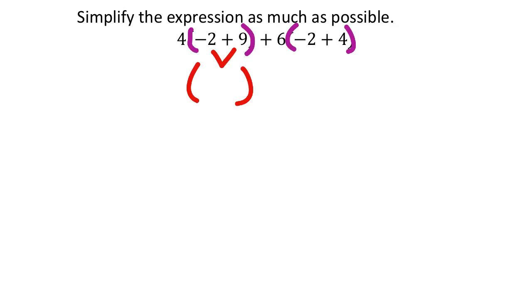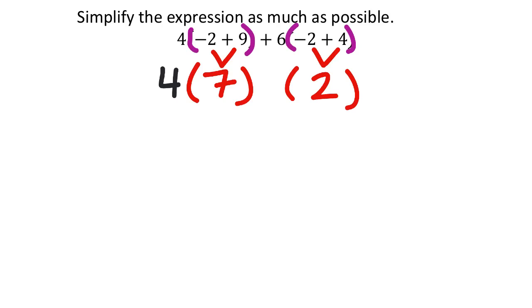Negative 2 plus 9, I have more positives than negatives. 9 minus 2 is 7. Bam, there we go. Next set of parentheses. Negative 2 plus 4, again, more positives than negatives. So my answer is positive, and 4 minus 2 is 2.